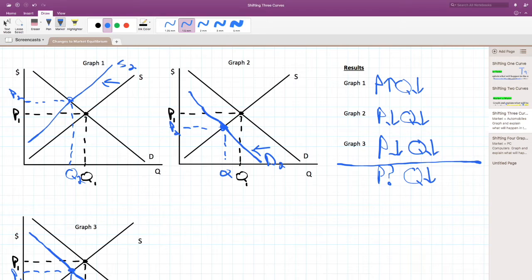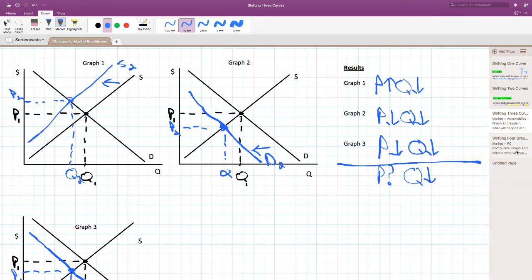If you have one that shifts in the opposite direction, the entire statement becomes ambiguous. The reason for this is that we don't know the magnitude of the shifts. Shift 1 could be much, much bigger than shift 2. We have no idea. So because we don't know, we say the entire statement is ambiguous.